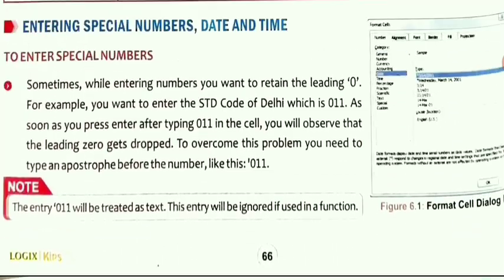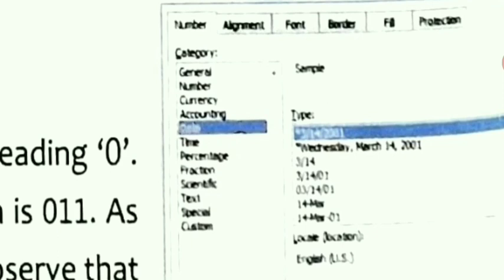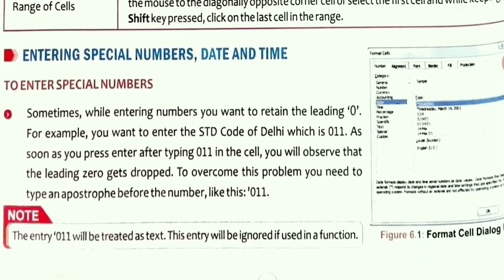So this is the format cells box. You can look, and there are different formats given for everything like date, time, currency, number, text. Okay, so just try it.